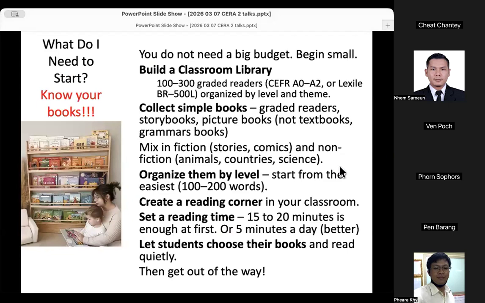So, what do you need to start? You don't need a big budget. You should begin small, organize the books by level, collect simple books, and so on. Now, the problem, as I said before, is that in Cambodia, it's really hard to find paper materials, actual real books. And many of the books are not quite suitable because they're designed for foreign language learners.